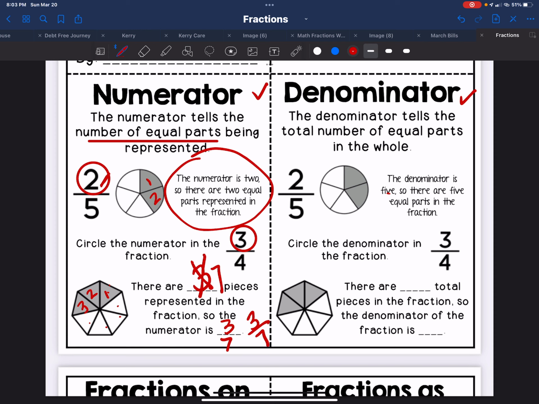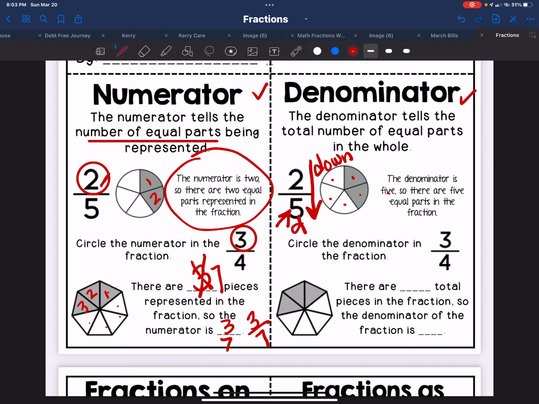The denominator tells the total number of equal parts in the whole. So here the denominator is 5, which is on the bottom right here. And the way that I remember denominator is you look down when you look at the denominator. That's how I remember it. So there are 5 equal parts in the fraction. 1, 2, 3, 4, 5.